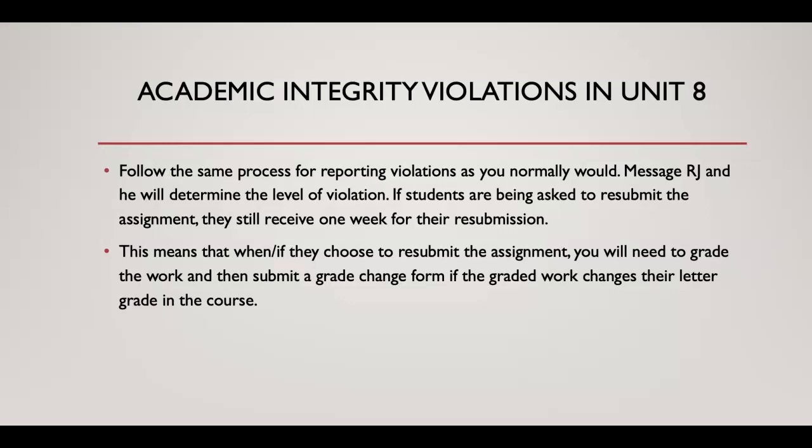Should you have any academic integrity violations that arise in Unit 8, you're going to follow the same process for reporting them as you normally would. You would need to message RJ and he will determine the level of violation. Once they resubmit their work after the 1 week, you will need to go back and grade that and submit a grade change form if their graded work changes their letter grade in the course. If you have any questions about the final grading process, please reach out to RJ or your AFL as they are your go-to people for all final grading submission questions.